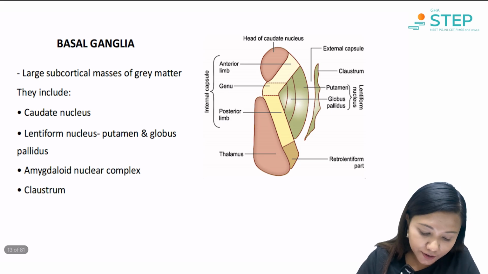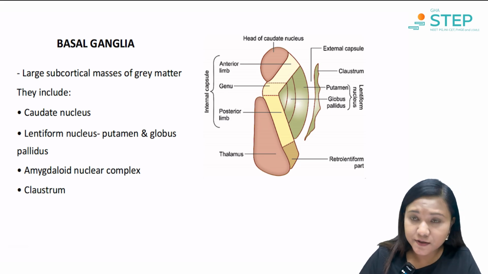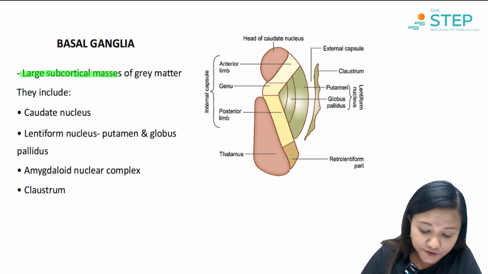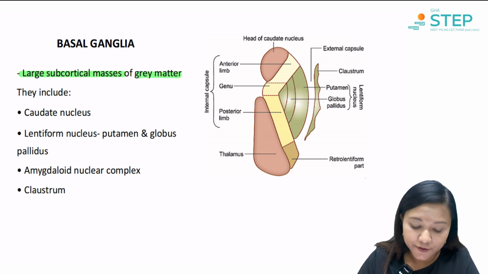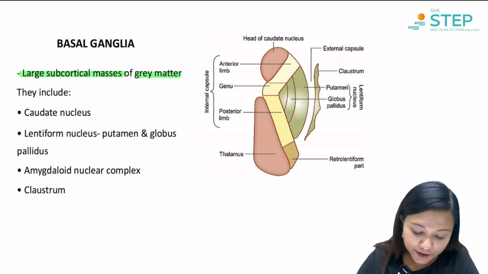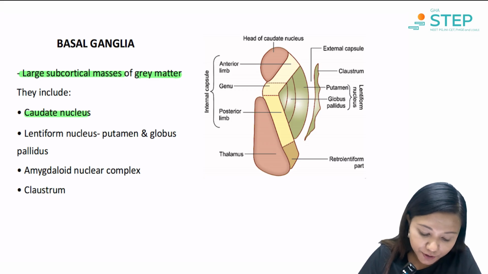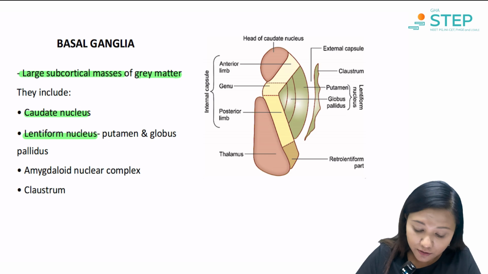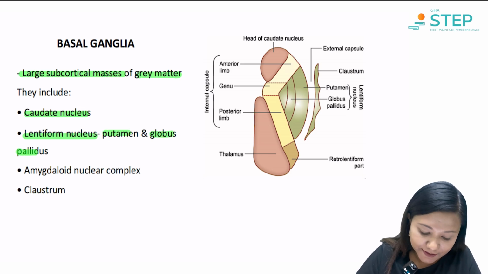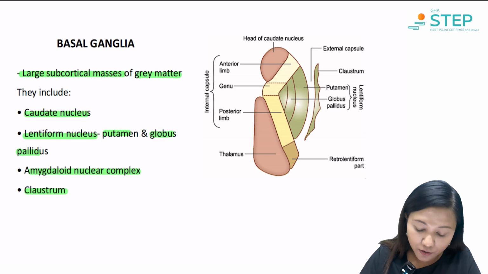Now, what are the basal ganglia? These basal ganglia are very large subcortical masses of gray matter, and they include the caudate nucleus, then the lentiform nucleus, which involves the putamen and the globus pallidus. You also have the amygdaloid nuclear complex and the claustrum.